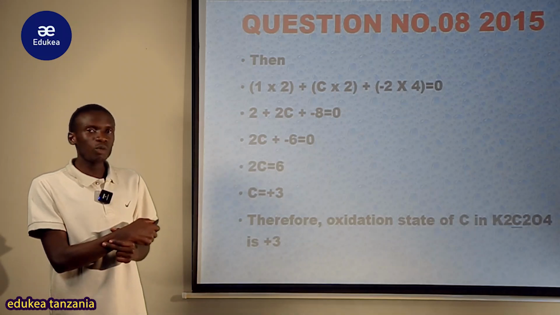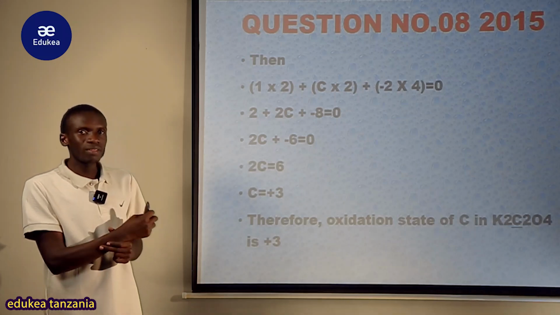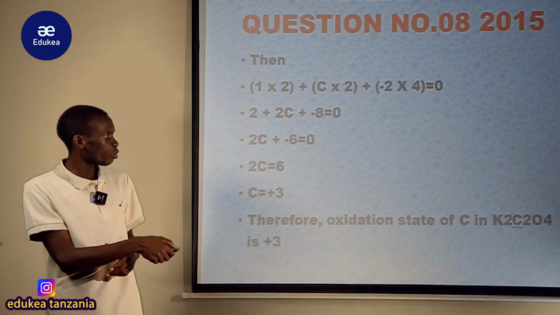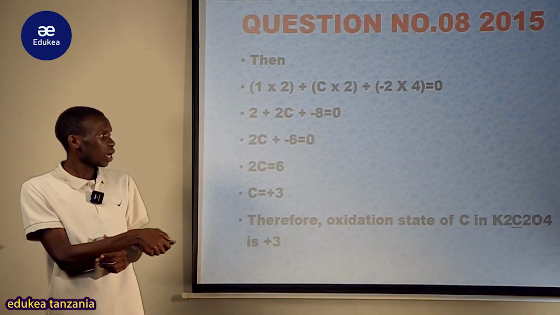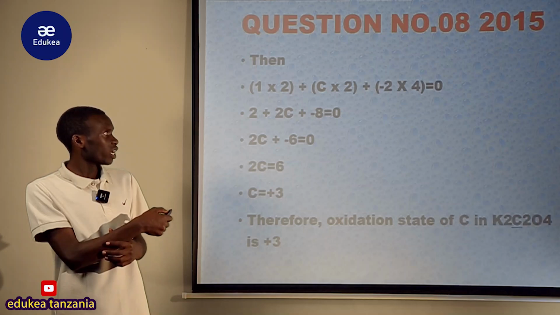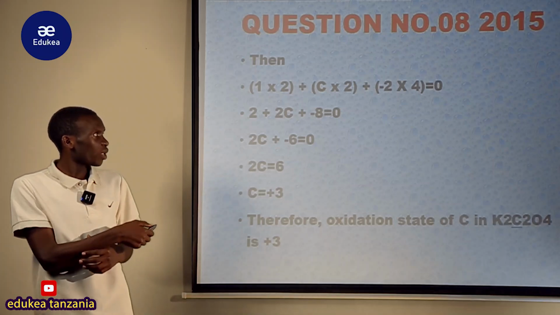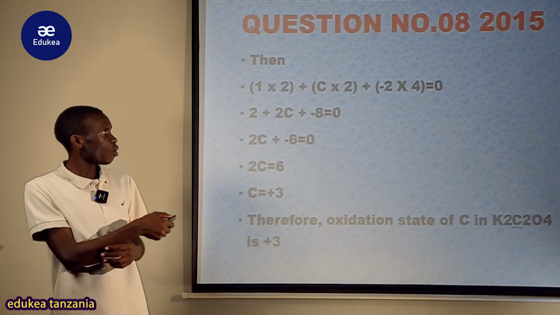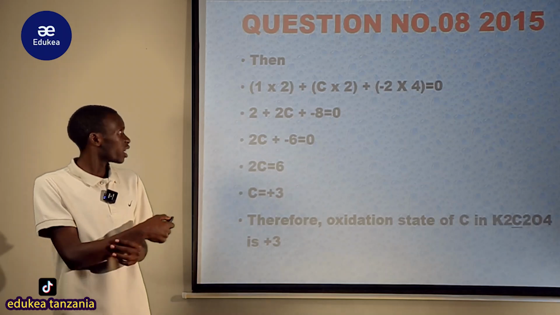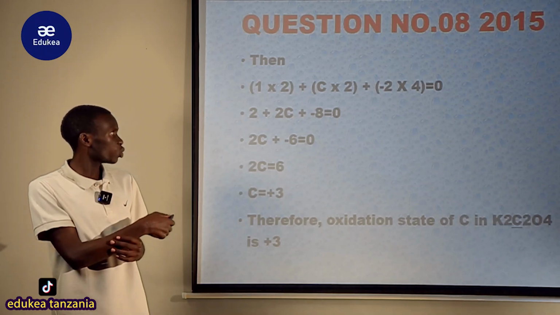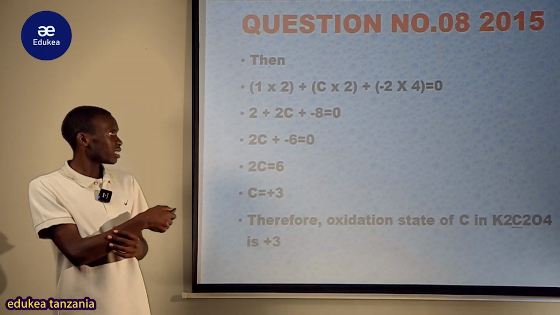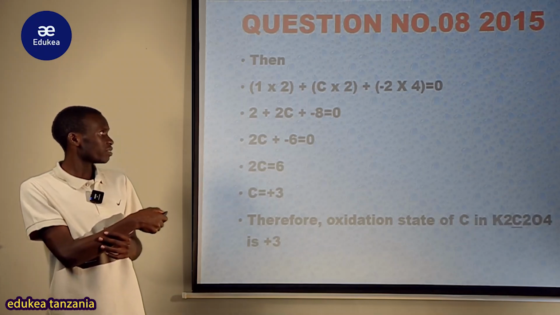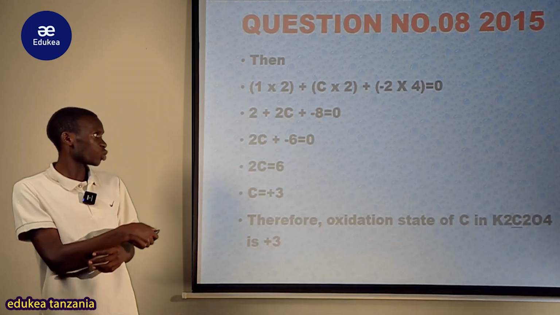First is potassium, which has oxidation state of +1. There are 2 potassium, so 1 times 2, plus there are 2 carbon, so C times 2, plus for oxygen there are 4 oxygen, -2 times 4. Here we get 2, here 2C, and here we get -8. 2 minus 8 gives -6. So 2C plus -6 is equal to 0.